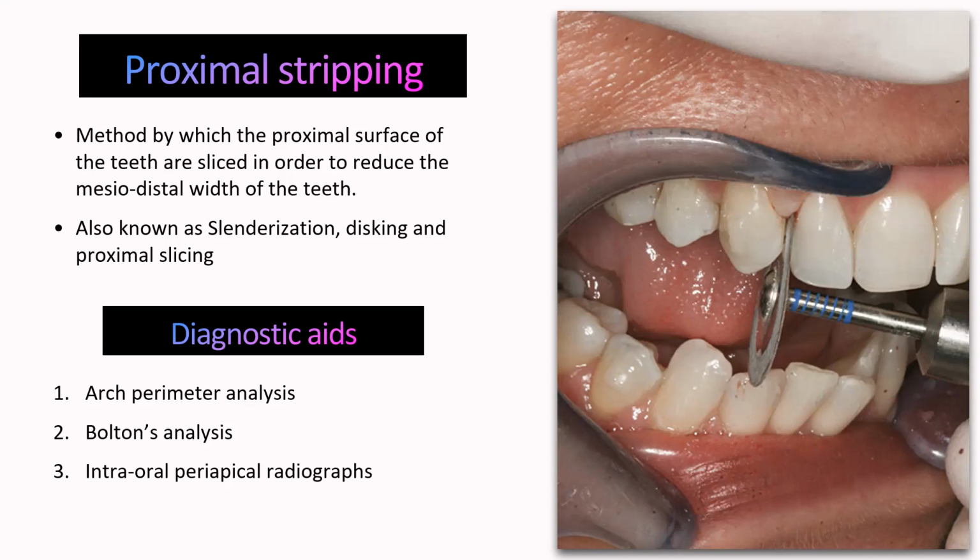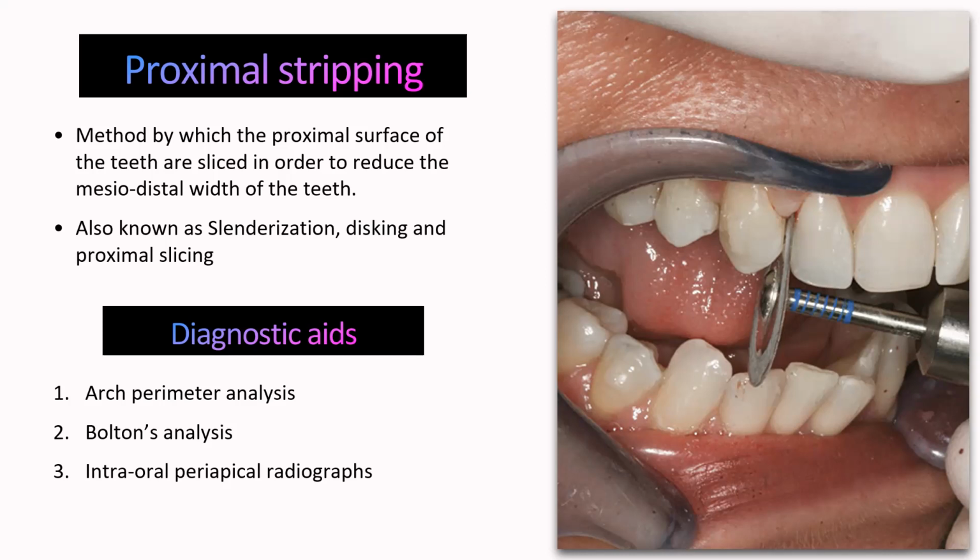So you must be knowing the most common type of gaining space, that is extraction. So in extraction, you need to sacrifice the teeth. But here in proximal stripping, you don't need to remove the teeth. All you have to do is just to trim off or remove some amount of material from the particular tooth.